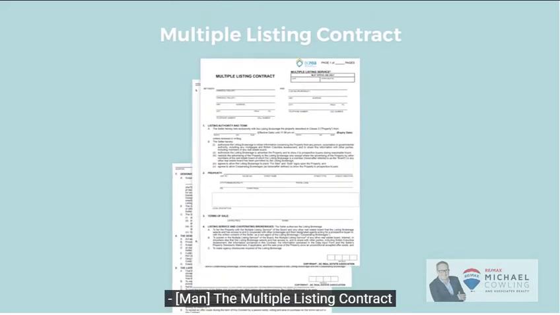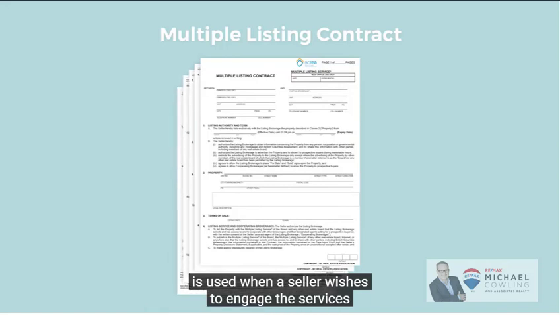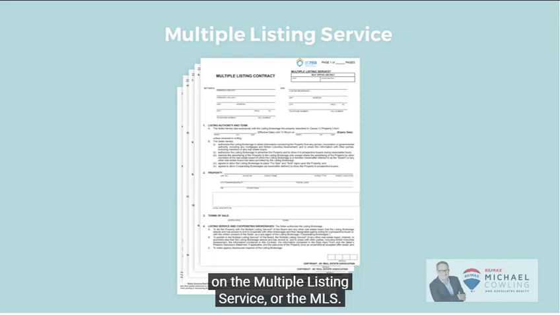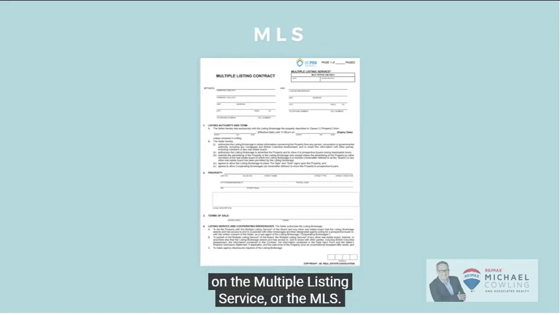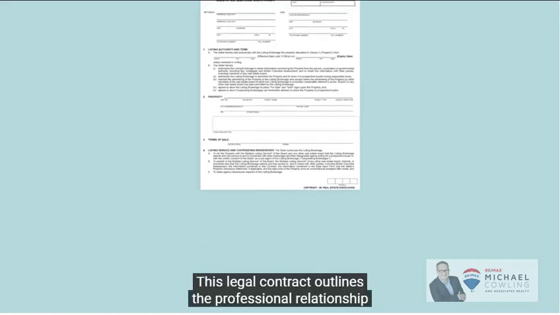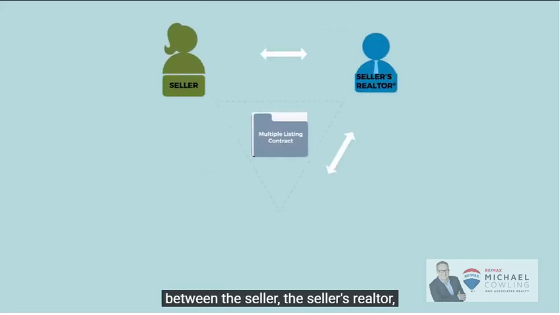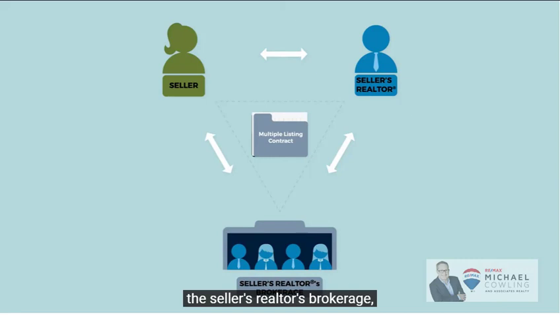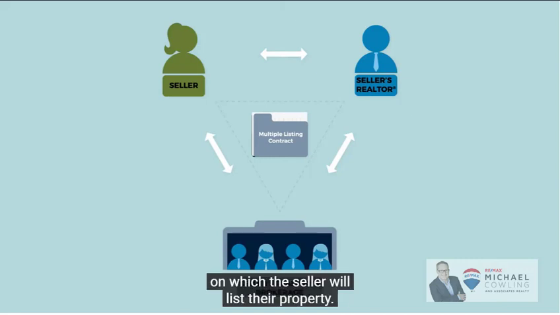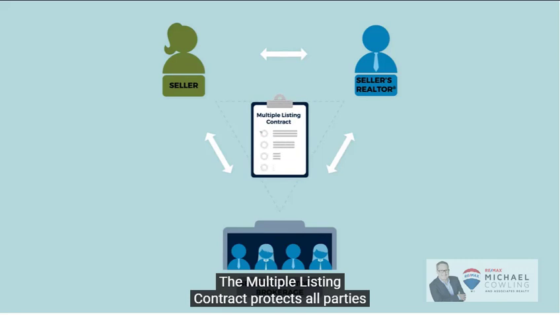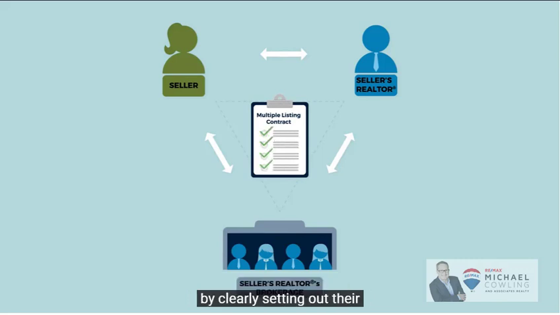The multiple listing contract is used when a seller wishes to engage the services of a realtor to list their property on the multiple listing service, or the MLS. This legal contract outlines the professional relationship between the seller's realtor, the seller's realtor's brokerage, as well as the terms on which the seller will list their property. The multiple listing contract protects all parties by clearly setting out their respective rights and responsibilities.